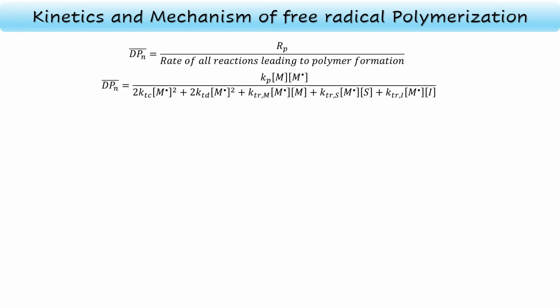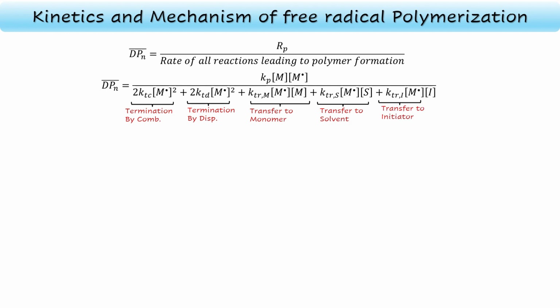If we also consider chain transfer as a termination step, then the number average degree of polymerization can be defined as the ratio of the rate of polymerization to the rate of all the reactions leading to dead polymer formation. Or mathematically, we can write this as shown here. In this equation, the denominator has all the reactions leading to polymer formation, like termination by combination, by disproportionation, chain transfer to monomer, chain transfer to solvent, and chain transfer to initiator.